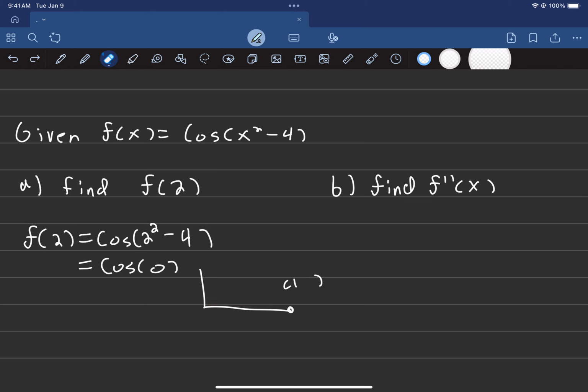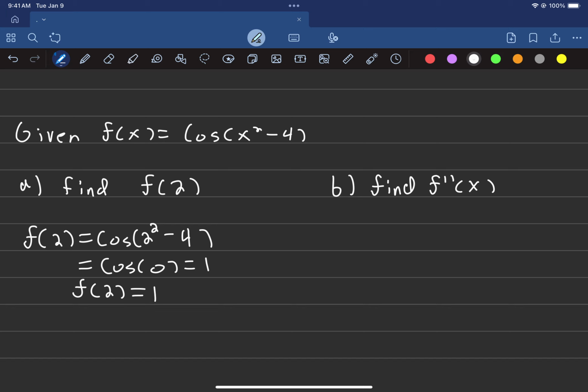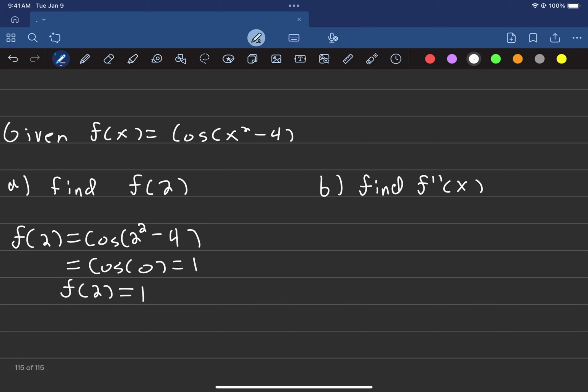So we can say that cosine, or f of 2, is equal to 1. Now let's find the second derivative. To find the second derivative, we will first have to find the first derivative.